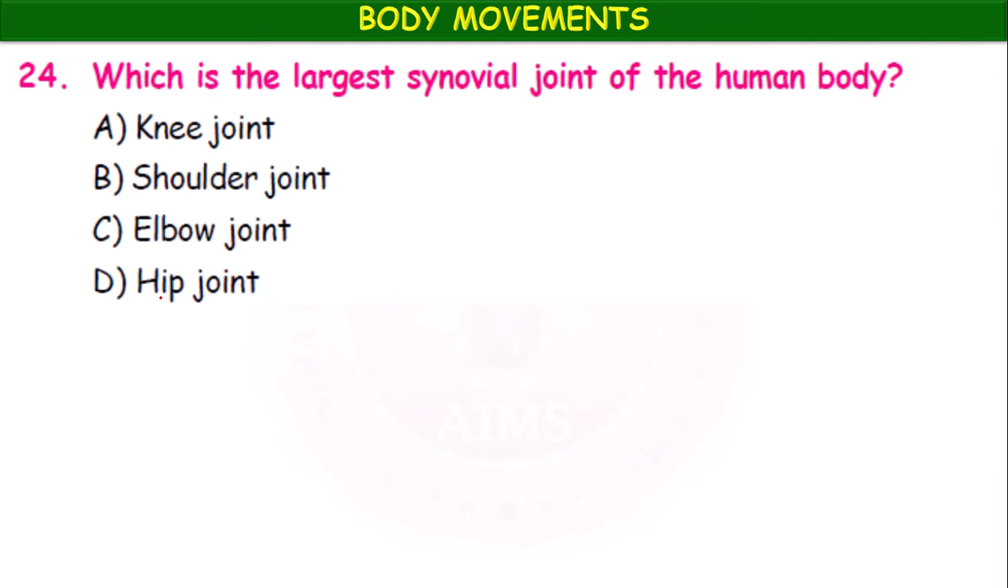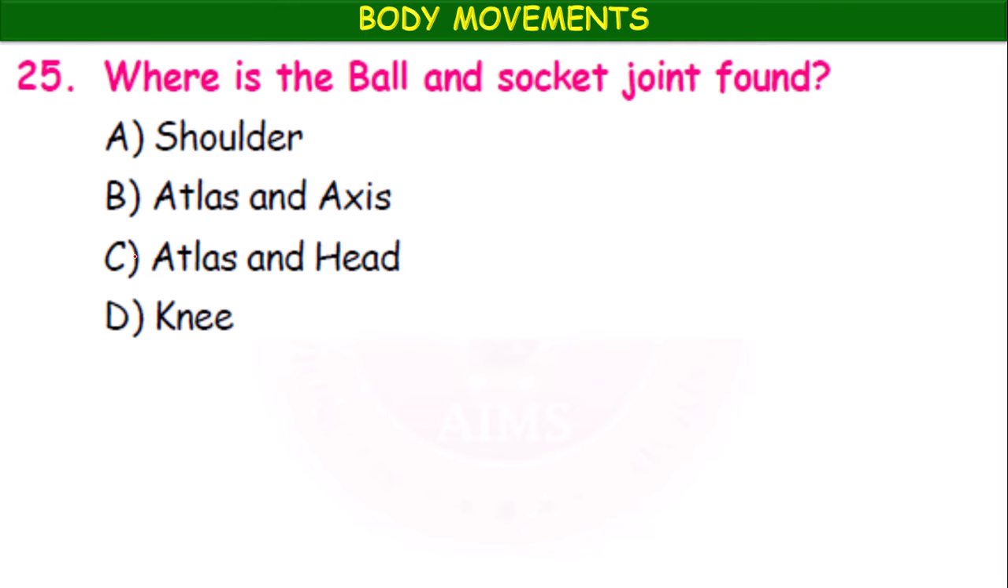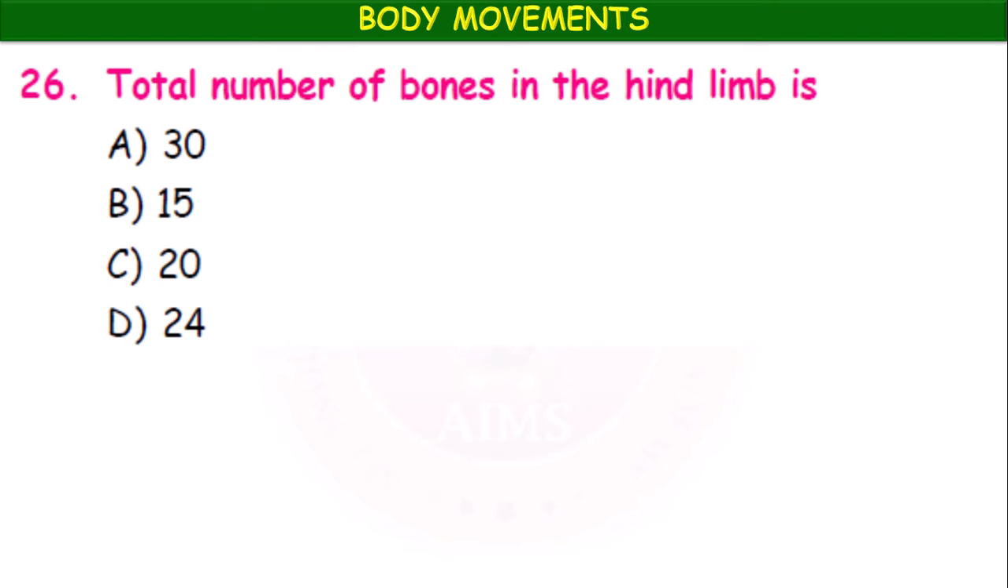So which is the largest synovial joint of the human body? Knee joint, shoulder joint, elbow joint, hip joint. So the largest synovial joint is the hip joint, the ball and socket joint, which is present in the hip region. Where is the ball and socket joint found? Shoulder, atlas and axis, atlas and head, knee, shoulder. Okay. The total number of bones in the hind limbs: so each limb is made up of how many bones? 30, 15, 20, 24. 30 bones are present in each limb.